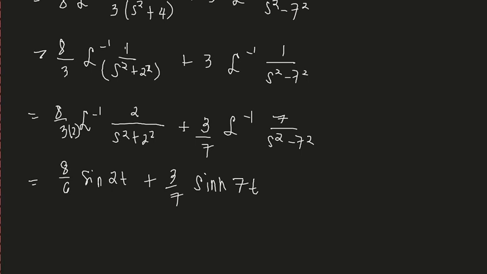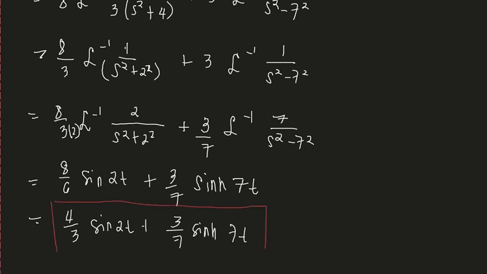So hindi pa gali-find na answer, pwede pa kita maka-reduce in lowest terms. So this will be equal to 4 all over 3 sine 2t plus 3 all over 7 sine 7t. So this now will be aton nga final answer.